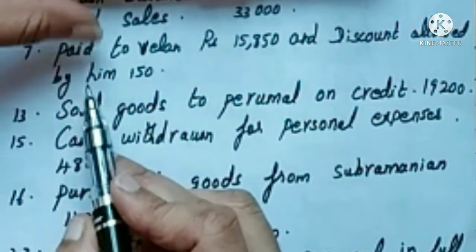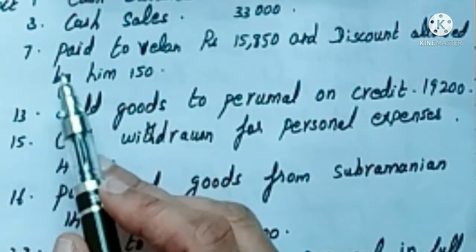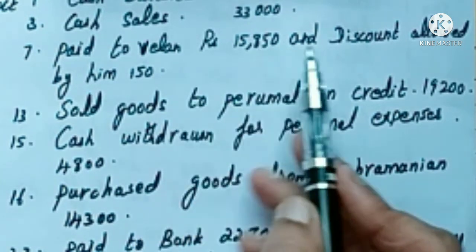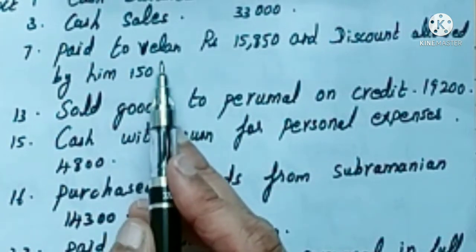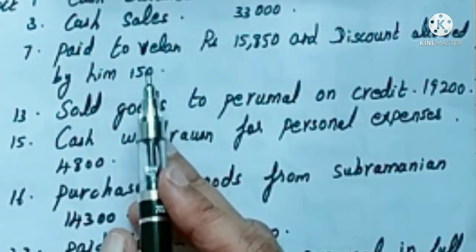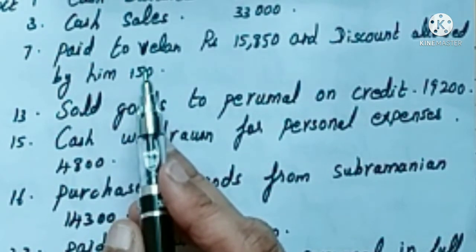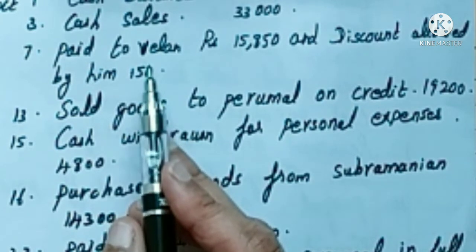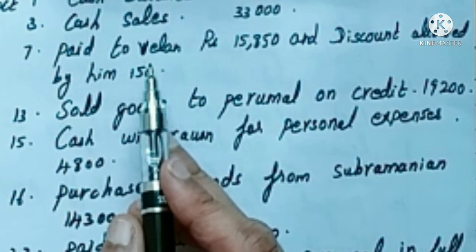Okay, the next transaction is on 7th October 2017. Paid to Valen 15,850. Discount allowed by him 150. Okay, we are going to pay cash to Valen. So what is happening for us? Cash is going out. So we are going to credit cash account. And Valen is the receiver. So we are going to debit Valen's account. Valen's account debit to cash account, to discount received is the entry.